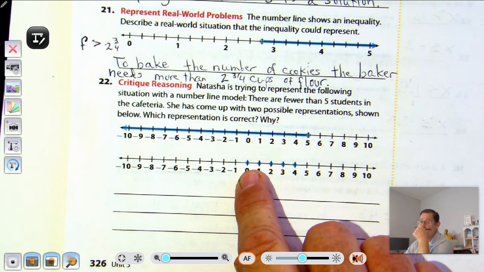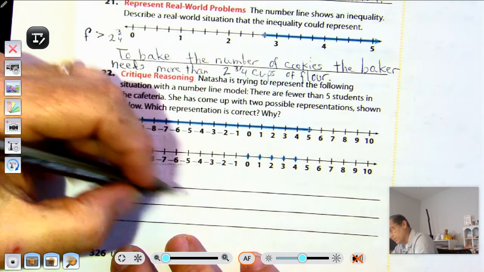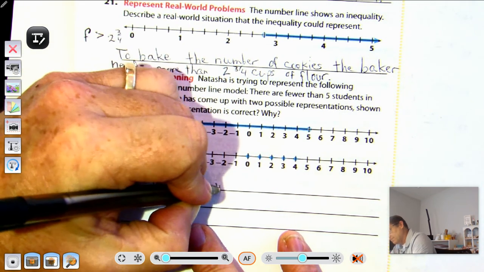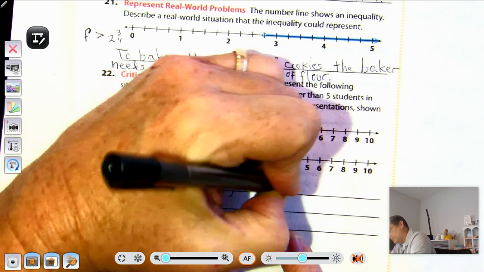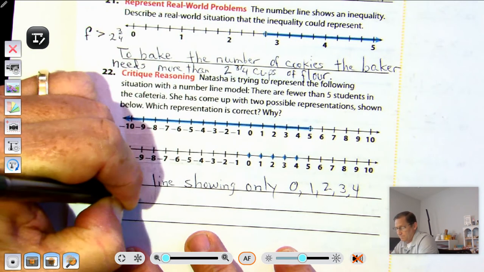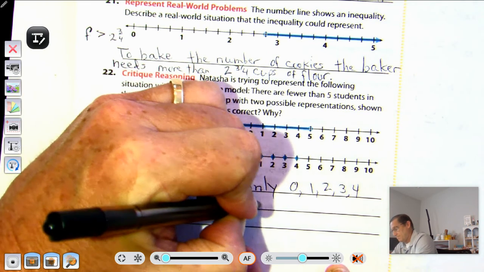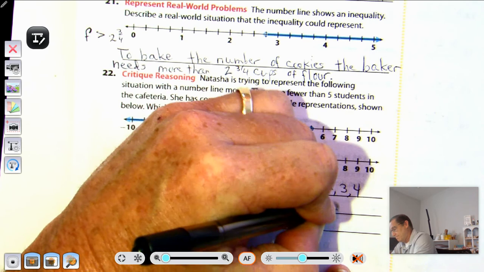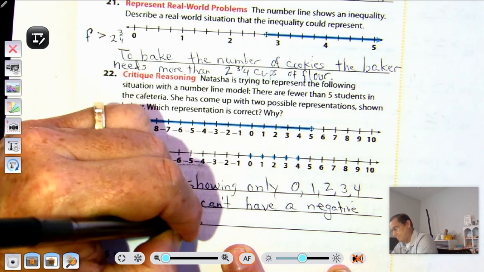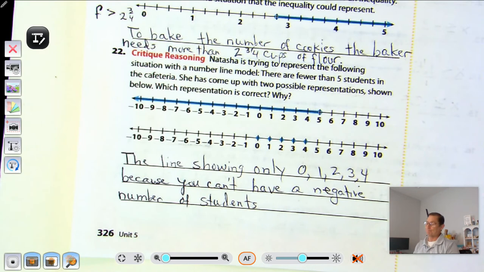You can't, right? How about this one? Okay, yeah, there could be 0 students in the cafeteria. There could be 1, 2, 3, 4. Yeah, so the bottom one. The line showing only 0, 1, 2, 3, 4. We can't have a negative number of students.